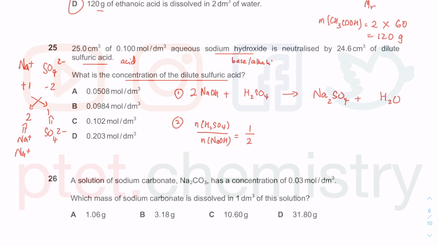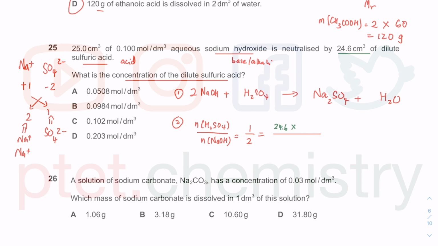That's why you need 2 of them. Anyway, that is from the balance equation. Now on the right hand side is your actual number of mole. Your actual number of mole of sulfuric acid is 24.6. Sulfuric acid is on top, so I put information for sulfuric acid on top.